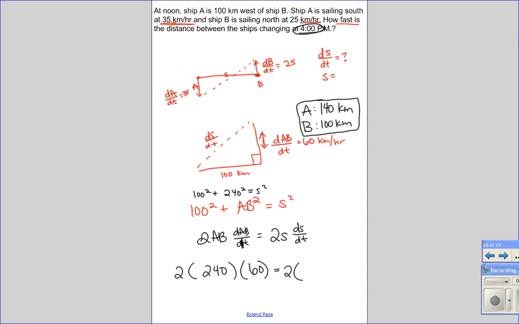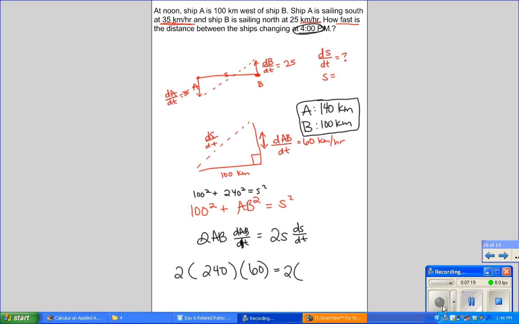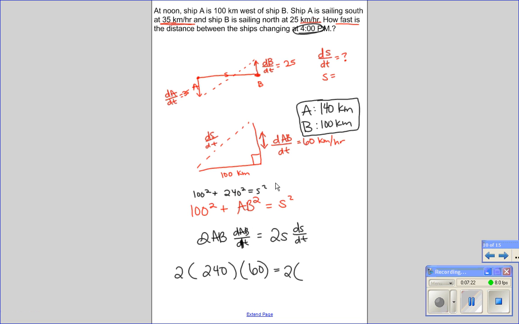Using a calculator, let me pull up the calculator real quick. I'm going to pause and pull up my calculator. Okay, so remember, I'm determining the things that I know. And I know 100 kilometers is where they started. They started 100 kilometers apart. AB represents the ships traveling north and south. In terms of north and south distances apart, I've determined they're 240 kilometers apart because of ship A going 35 kilometers per hour and ship B going 25 kilometers per hour. So I'm going to figure out what that S squared is.